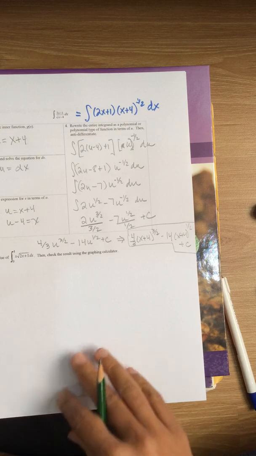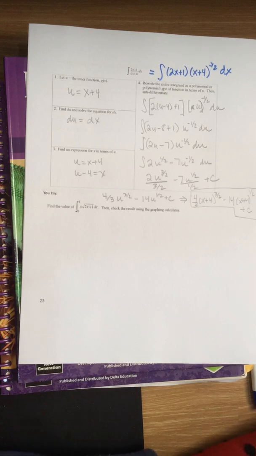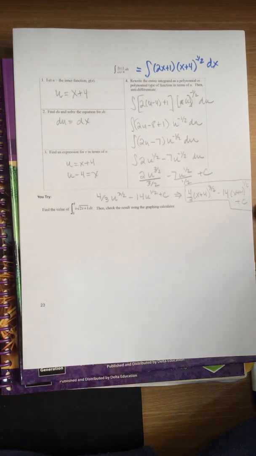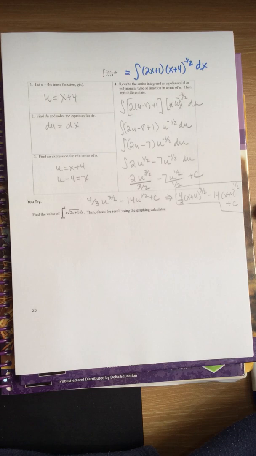All right. Now this last one, it says to use a graphing calculator. So let me get mine ready. It says you try. So if you want to pause, you can pause, try to solve it on your own, come back and see if it matches what I have here, okay? So find the value of the integral from 0 to 4 of x times root 2x plus 1 dx. And then we're going to check it using a calculator.